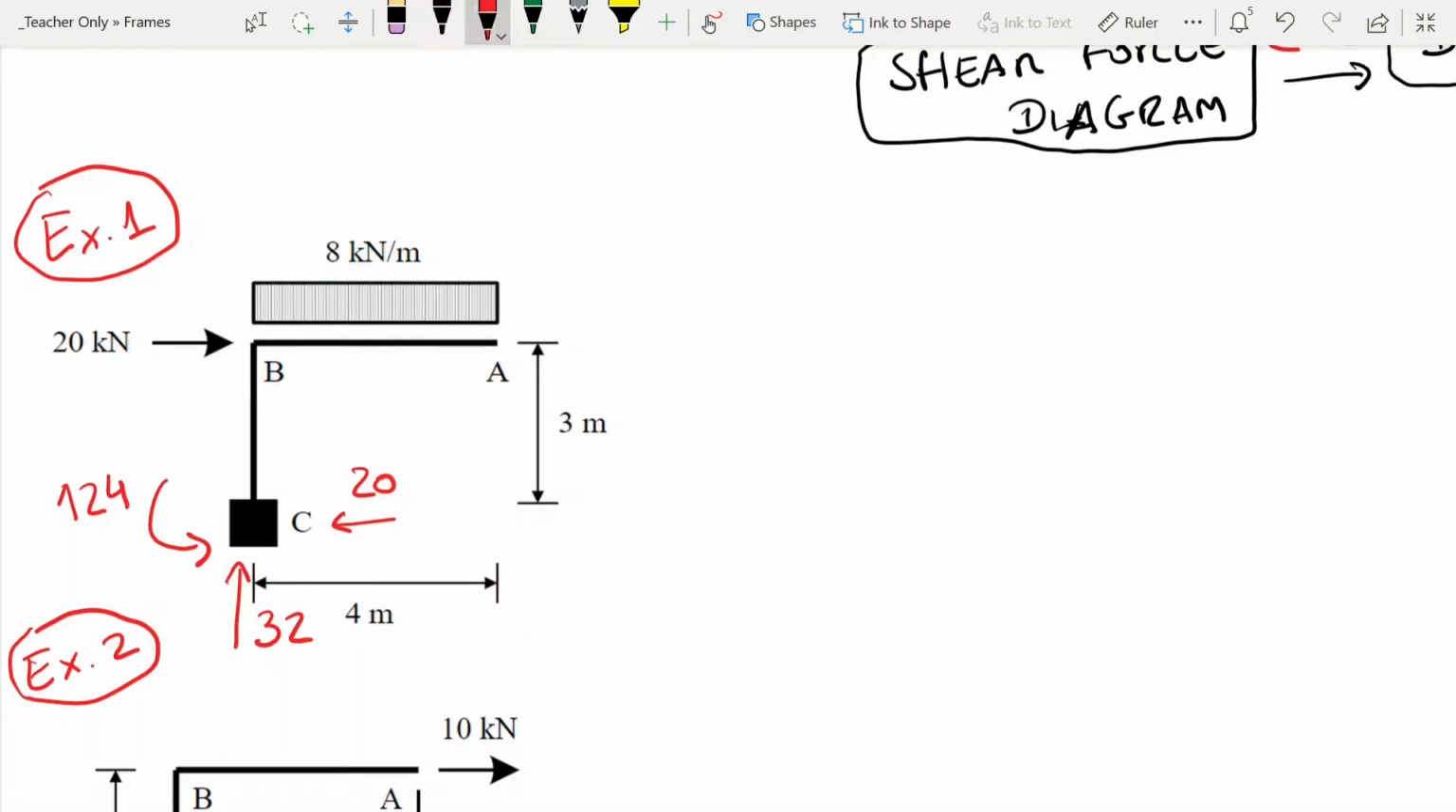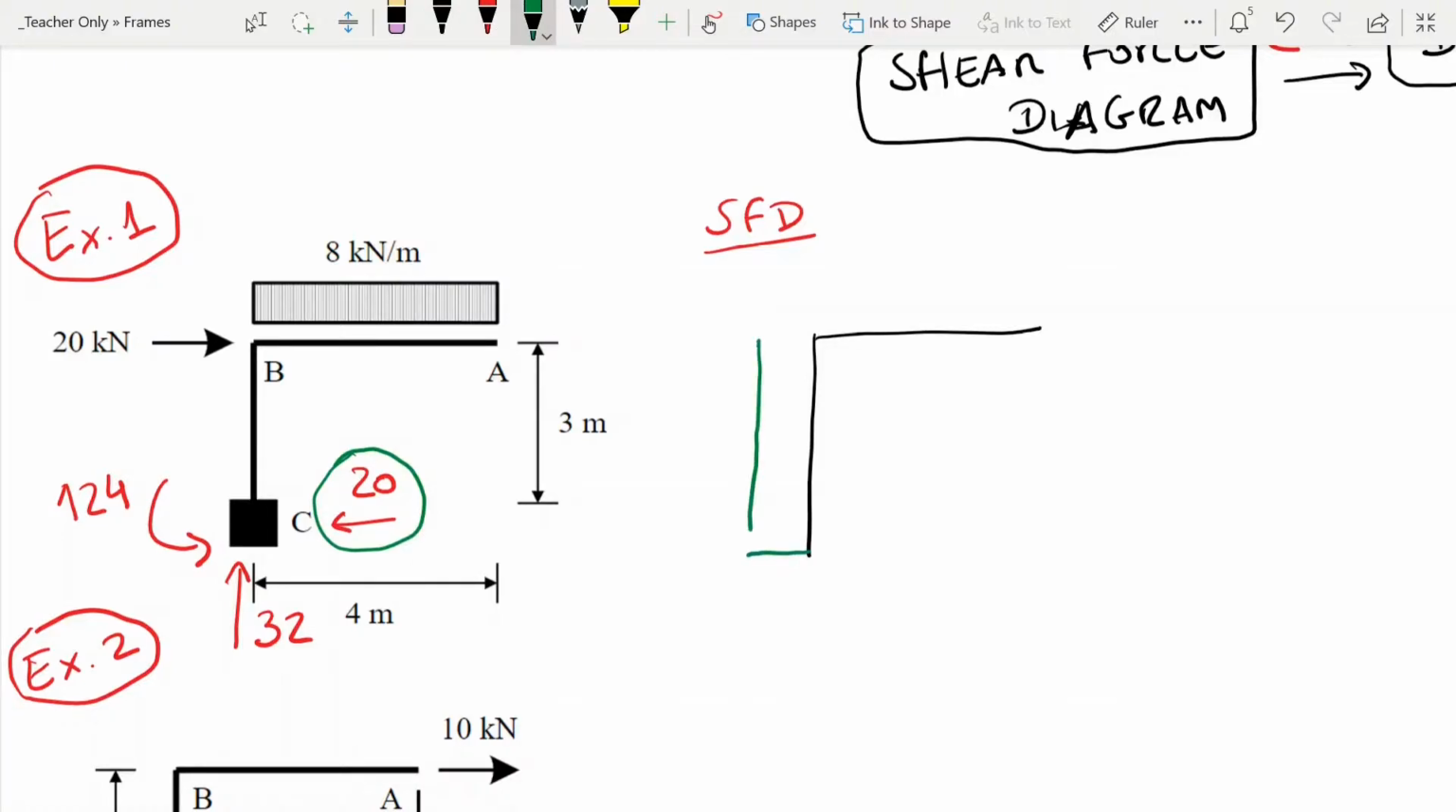So with these reactions, you could get the shear force diagram. In this case, we could see that the load of 20 here will cause the shear force in this bar to be 20, and then the load of 20 at B will close it down. And then the shear force in BA starts with this load of 32 that pushes it up over there, and then the UDL will close it to 0 because the area of that load is also 32. So this should give you the shear force.